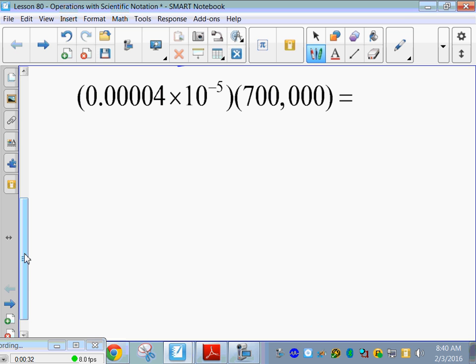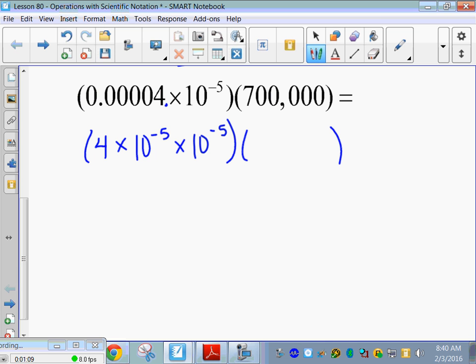All right, so we're going to change each number to scientific notation. So we've got a 4 right here. And I want the decimal to be here, so I have to move it back 1, 2, 3, 4, 5 spaces for them to be equal. And then we still have times 10 to the negative 5th. All right, so I'm rewriting the first number in scientific notation, and then I still have times 10 to the negative 5th. All right, now I have 700,000, so I want to put that in scientific notation.